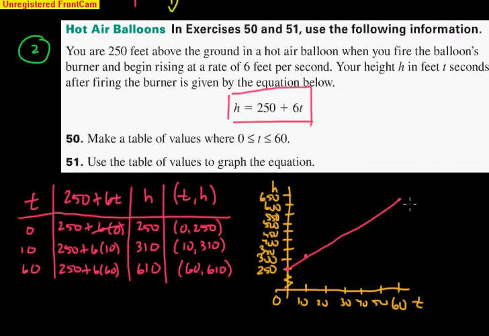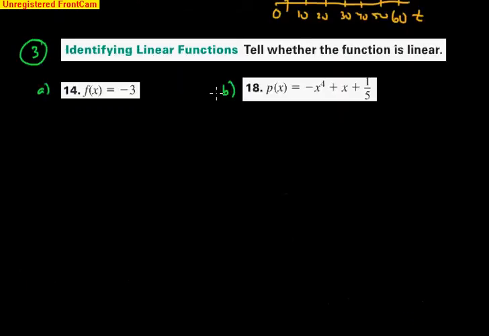But because the domain stops at 60, this really should just be a segment. It should just be from 0 to 60. And that's exactly what we graphed. So make sure you make that table, fill in the important information, get your points, and then graph, picking appropriate axis labels.